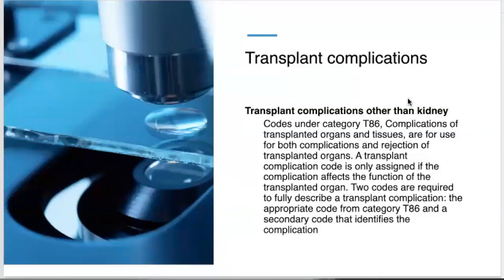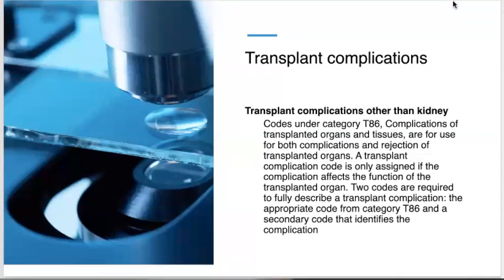Now, what about this transplant complications? Let's read this. Transplant complications other than kidney. Codes under category T86, complications of transplanted organs and tissues are for use for both complications and rejection of the transplanted organs. A transplant complication code is only assigned if the complication affects the function of the transplanted organ. 2 codes are required to fully describe a transplant complication. The appropriate code from category T86 and a secondary code that identifies the complication.